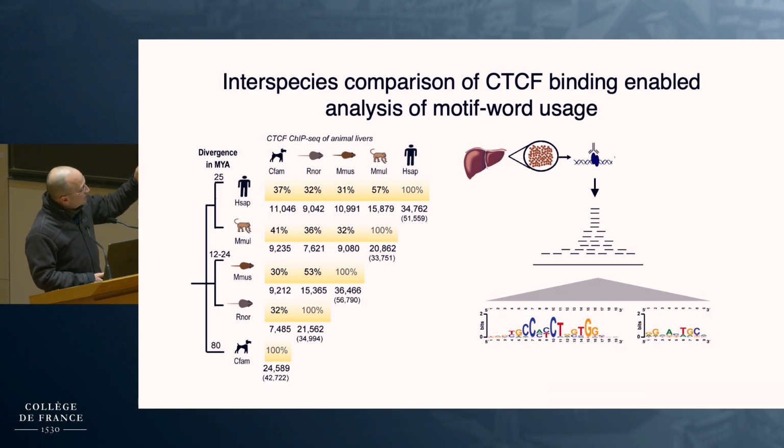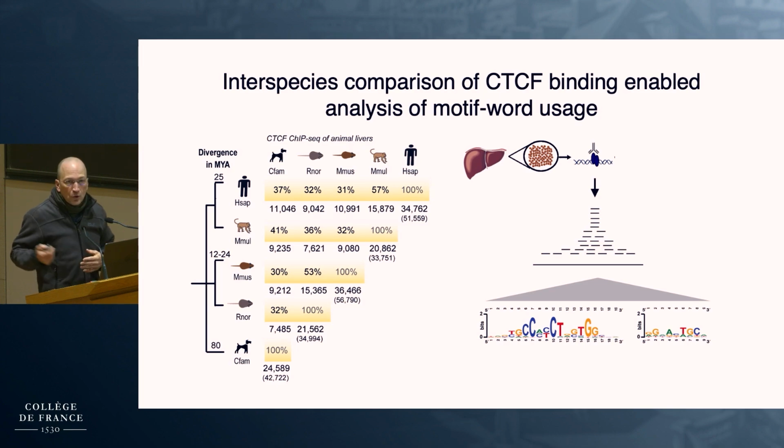is that it may not look like there's much conservation, because between dog and human only about a third are conserved, but compared to transcription factors, where it's 5 to 10%, that's really good. But what this does mean is that you have literally tens of thousands of species-specific CTCF binding events.